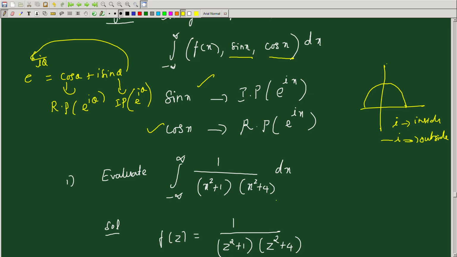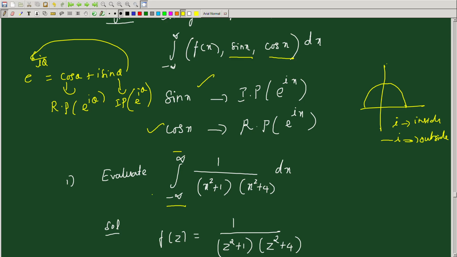Evaluate. They will not tell you to use contour integration; they will only give the word evaluate. You have to identify all three types. This is only in terms of x, and the limit is exact, so it is type 2, a semicircle: the integral from minus infinity to plus infinity of 1 by (x square plus 1)(x square plus 4) dx.